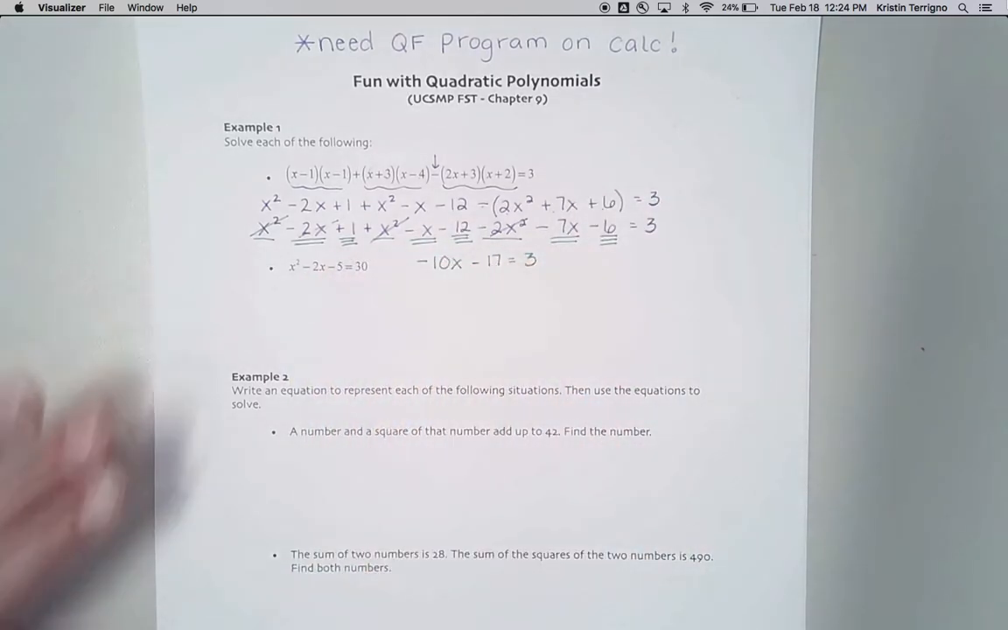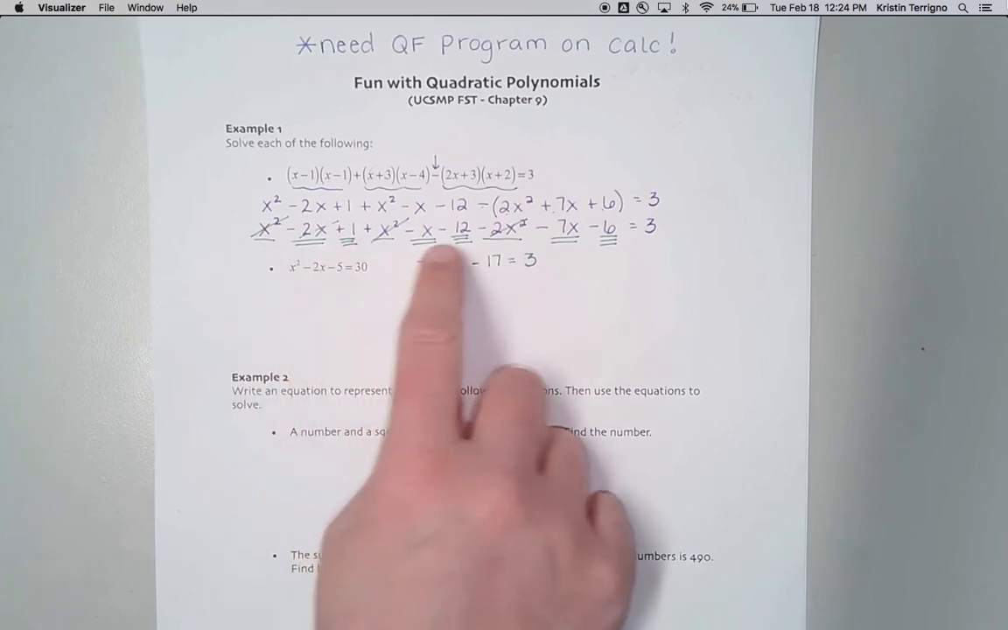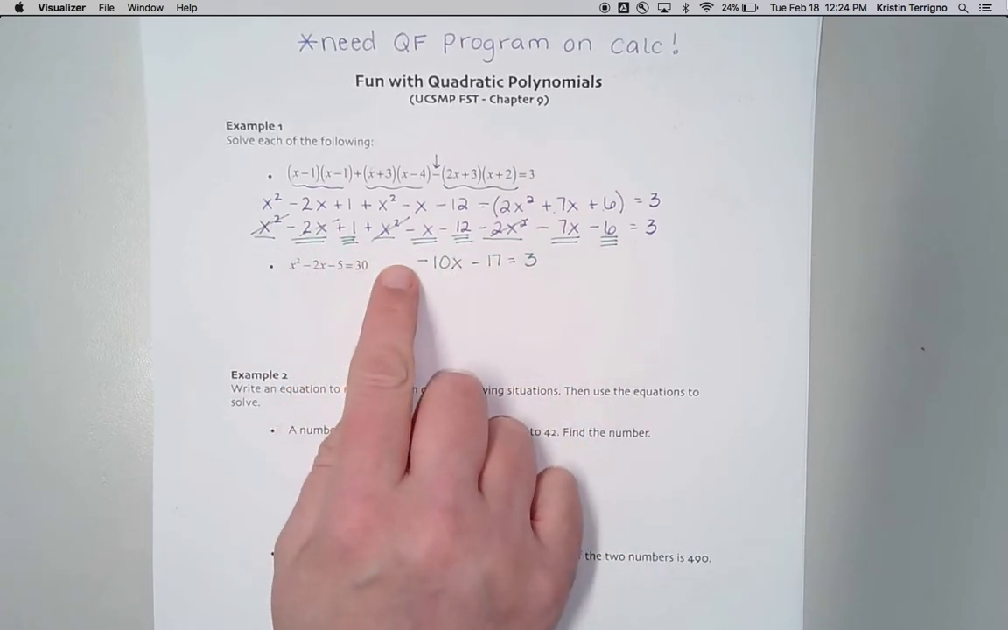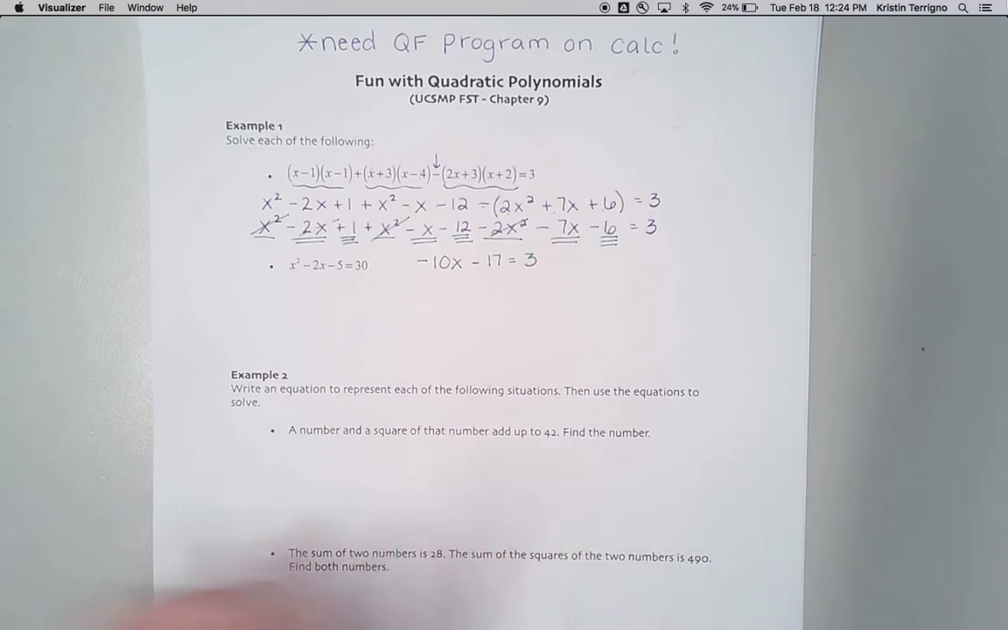And the nice thing about this one, remember I mentioned that a lot of these are going to end up as quadratics. This one did not because those x squareds dropped out. So I very easily could have ended up with an x squared term here. I didn't. And that means I can just solve this thing like a regular equation.